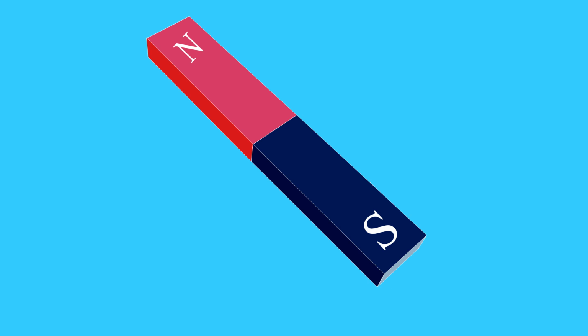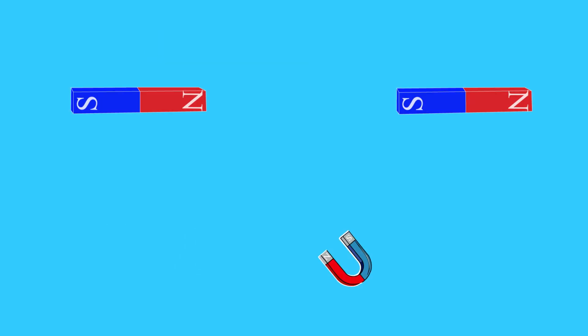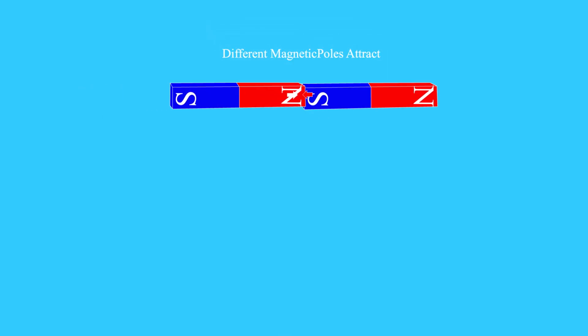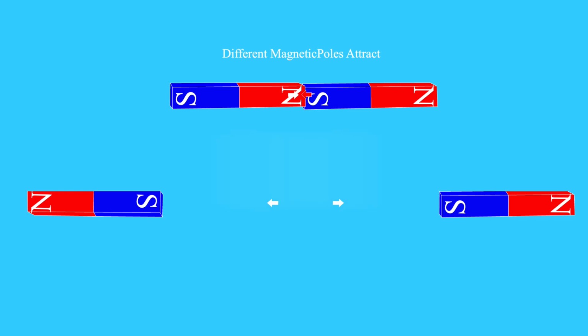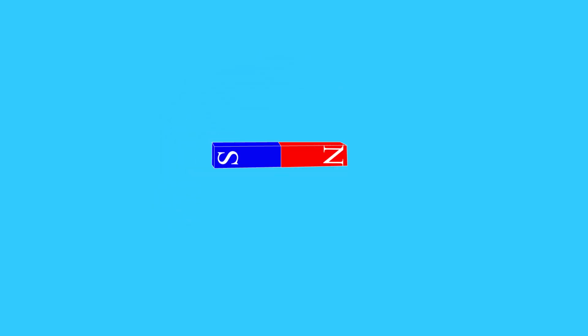The magnet has two poles, one of which is called the North Pole, and the other is called the South Pole. Although magnets come in many different shapes and sizes, different magnetic poles attract, and similar poles repel each other. One of the facts about magnets is that no matter how many times a permanent magnet is cut, each piece always has a North Pole and a South Pole. Thus, magnetic poles always occur in pairs.